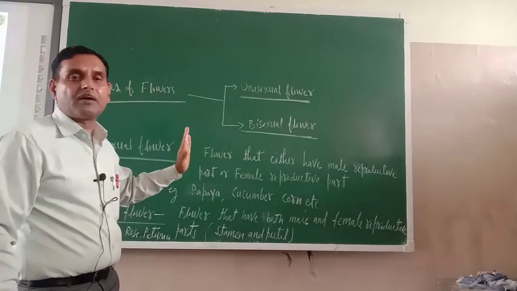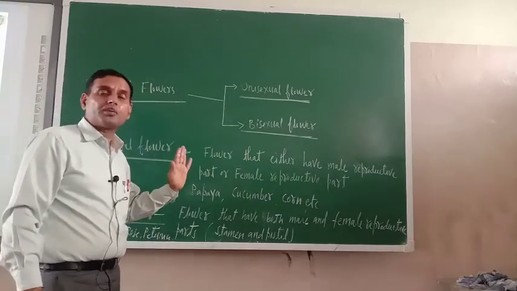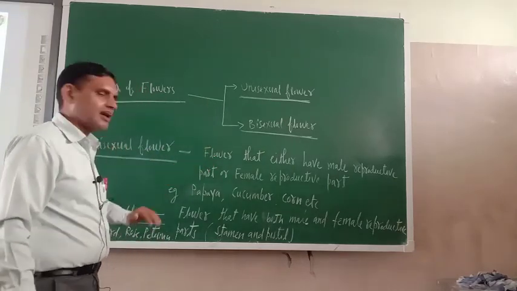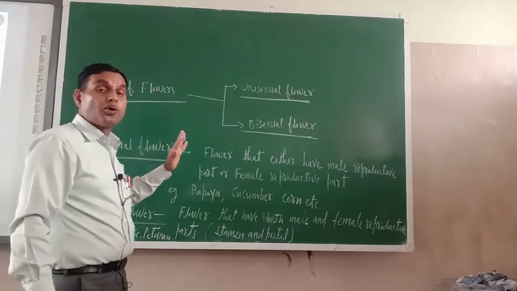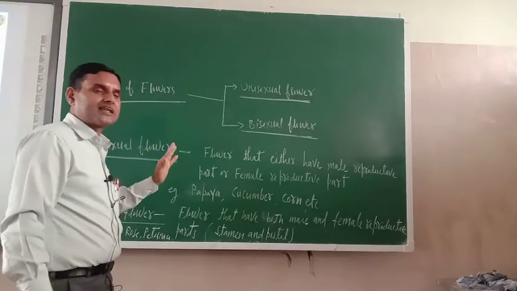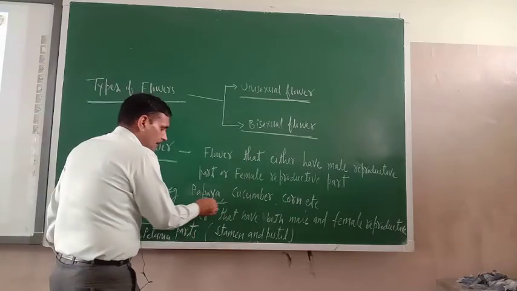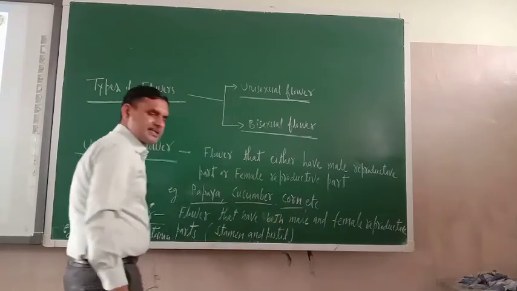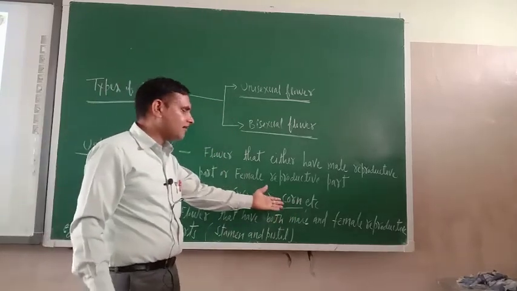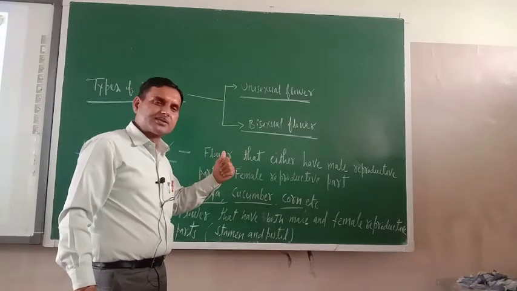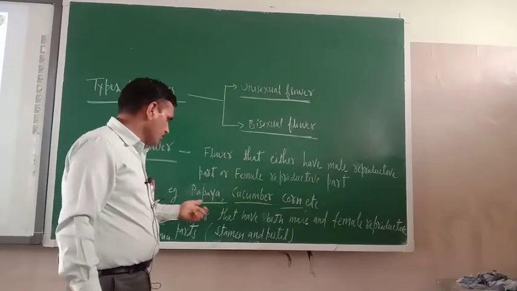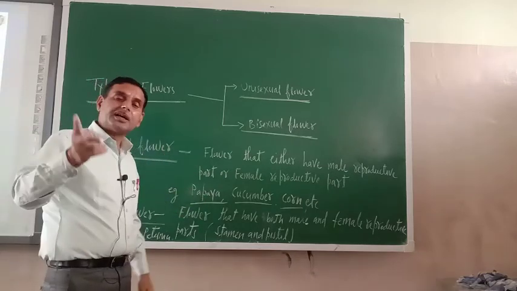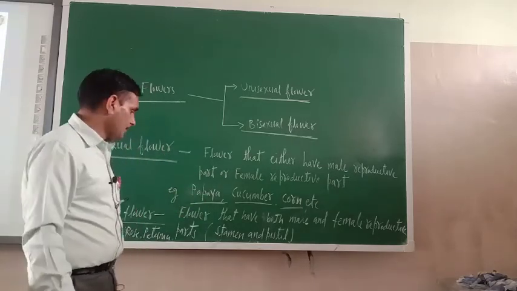Are you getting my point or not? So such kind of flower which has either a male reproductive part or a female reproductive part is known as a unisexual flower. Now in our locality there are so many flowers which are unisexual. What are the examples? The flowers of papaya, cucumber and corn. Just see, in our campus so many corn flowers are there. They are unisexual flowers. Cucumber also, papaya also, their flowers are unisexual. Either they will have a male or a female reproductive part.